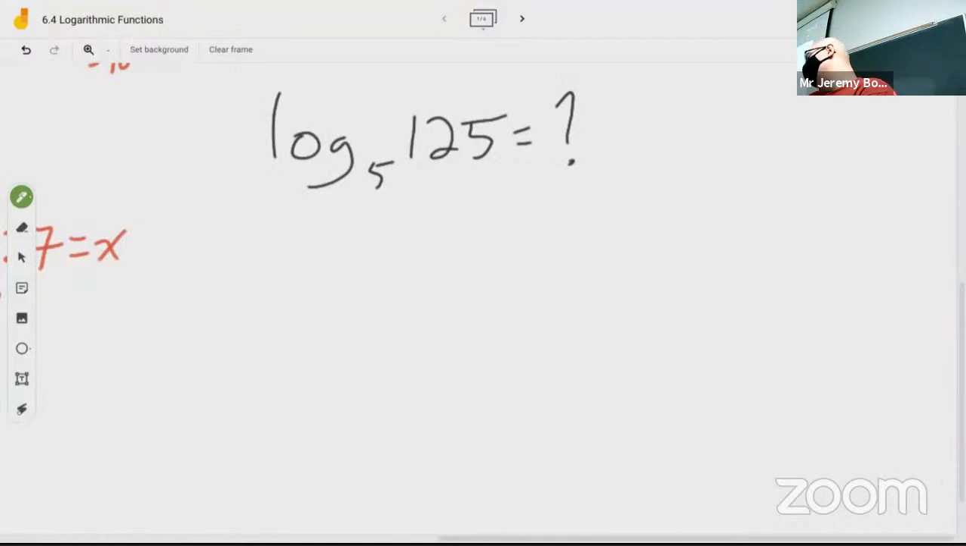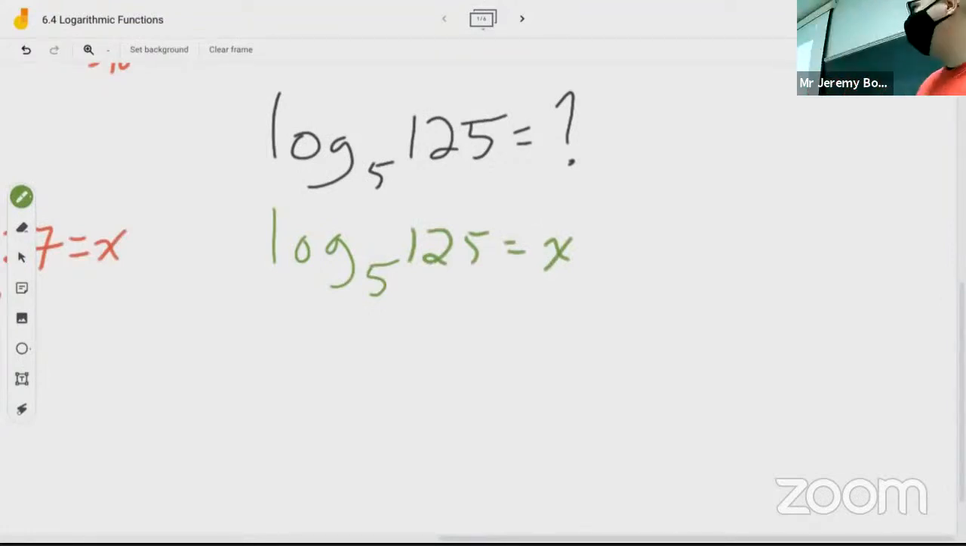Yeah, so we can use what we learned. If we have log base 5 of 125, and we set it equal to some variable, x, let's say. You can use whatever variable you want, I just like x. And we switch that to exponential form, it will be 5 to the x is equal to 125.